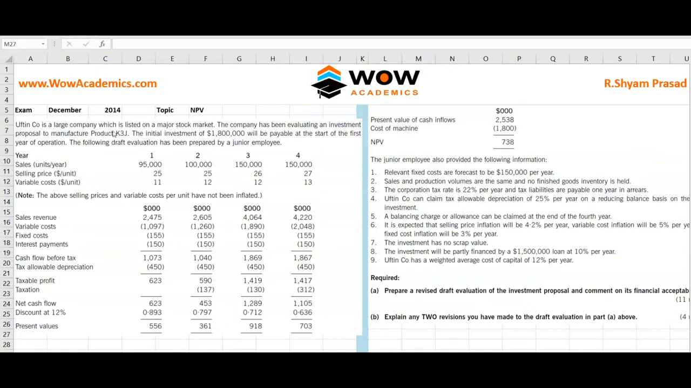Uftinco is a large company which is listed on a major stock market. The company has been evaluating an investment proposal to manufacture a product. The initial investment of 1.8 million will be payable at the start of the first year of operation, that is the 0th year. The following draft evaluation has been prepared by a junior employee. So sales is given, selling price is given, variable cost is given. The above selling price and variable cost units have not been inflated, so it is our job to inflate it.